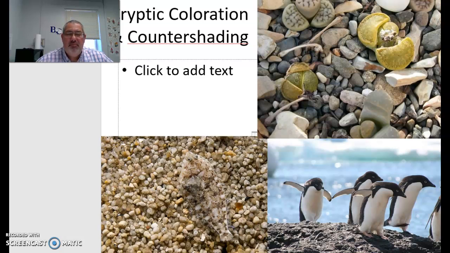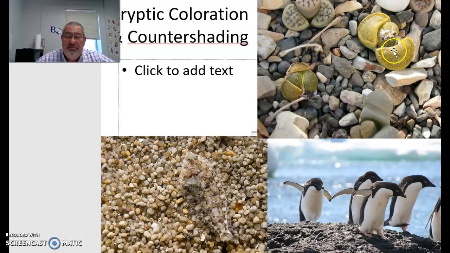Cryptic coloration is when one organism, it may be a predator, it may be prey, develops some sort of camouflage, such that it can hide from a predator or sneak up on prey easier. So this predatory flatfish can sneak up on prey easier by blending into its environment. You might also say that being small like this, this flatfish could be camouflaged from a larger fish that might want to eat it.